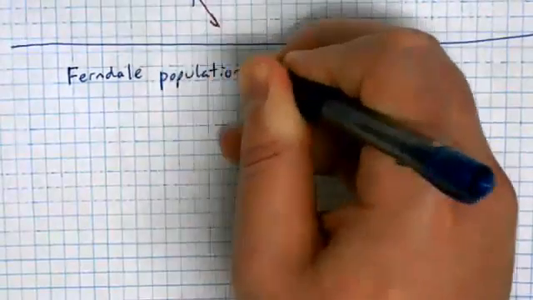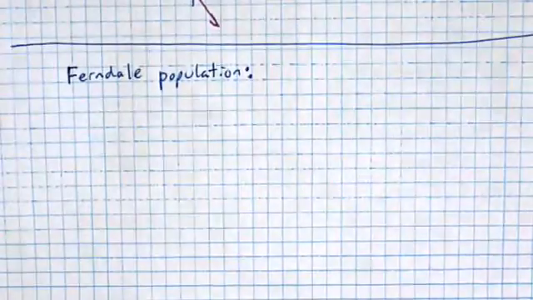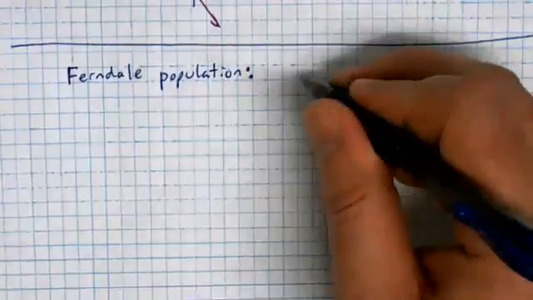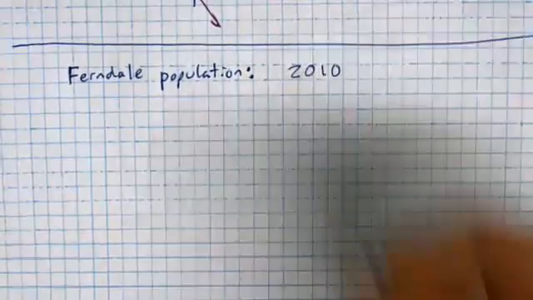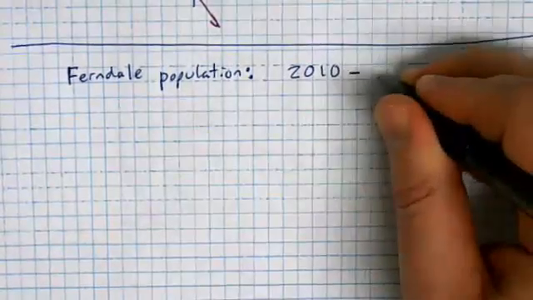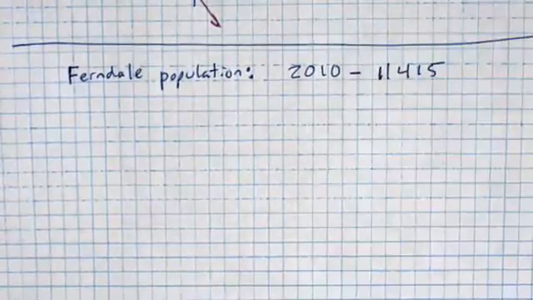Anybody know what the population of Ferndale is, roughly? Yeah, good for you. So I looked up some census data. In 2010, the population of Ferndale was 11,415, based on the 2010 U.S. Census.